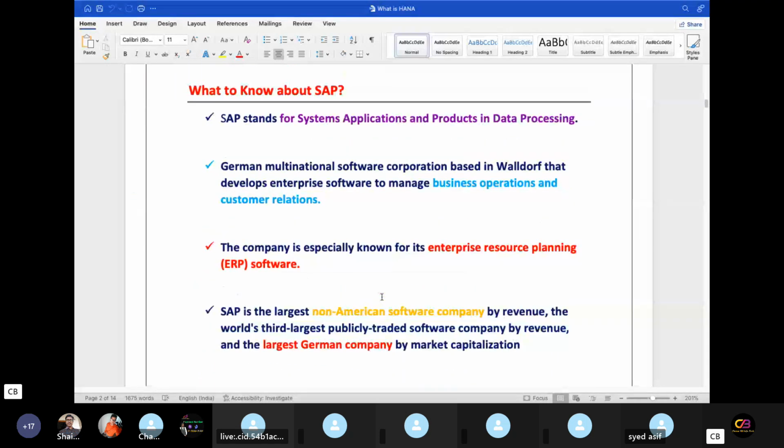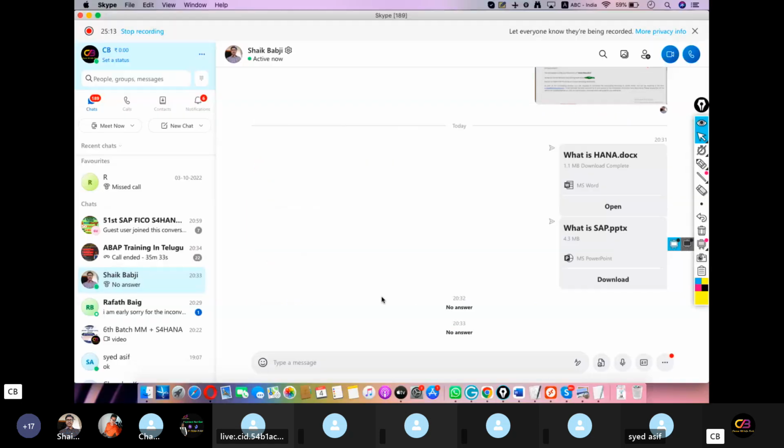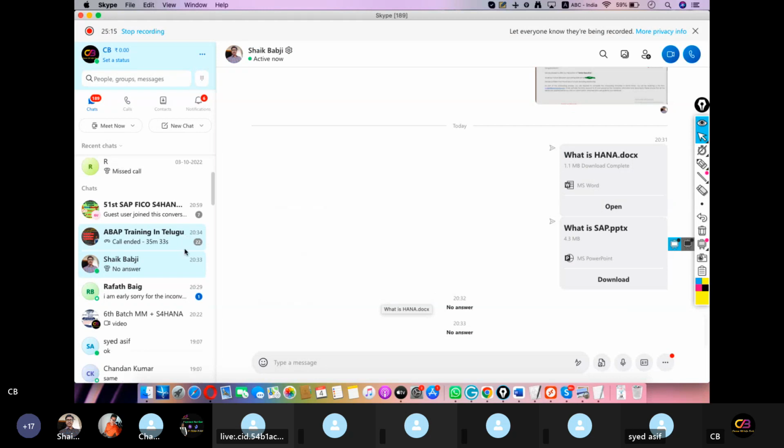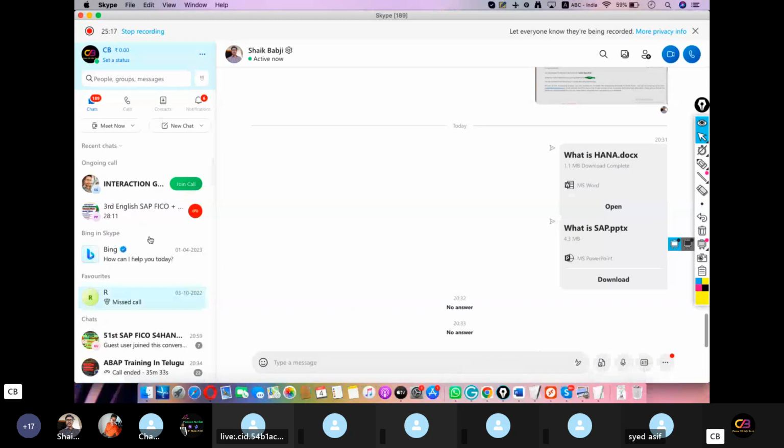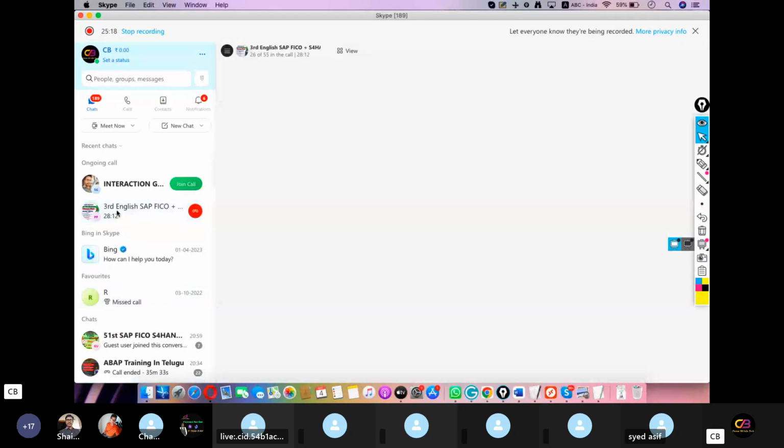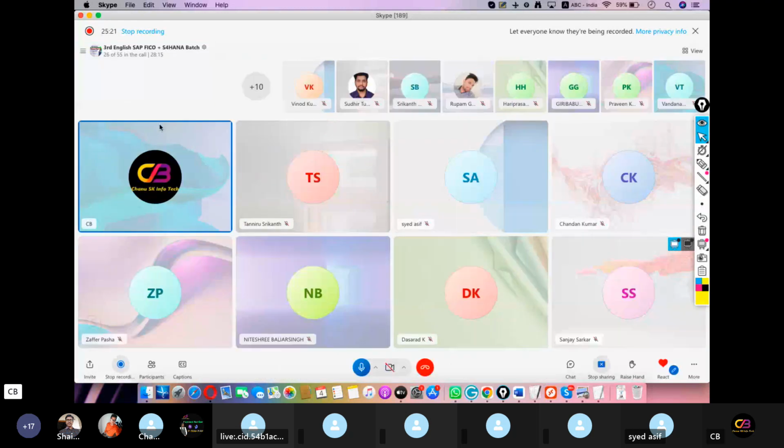So before giving more elaboration on SAP S4HANA, first of all, we need to know what is SAP. What is SAP? Anyone tell me? What is meant by SAP?